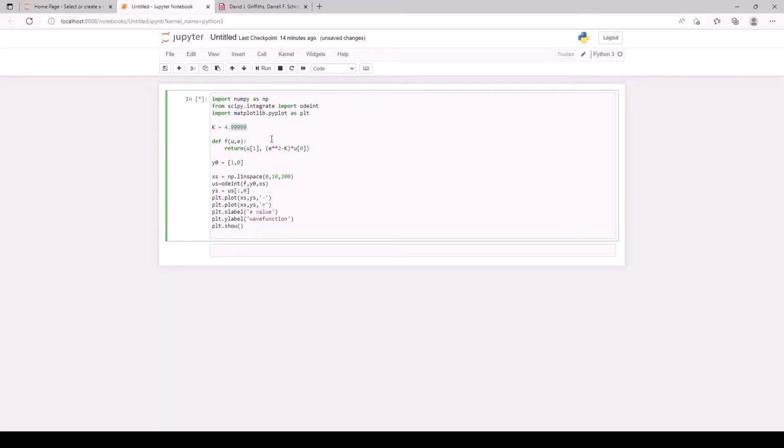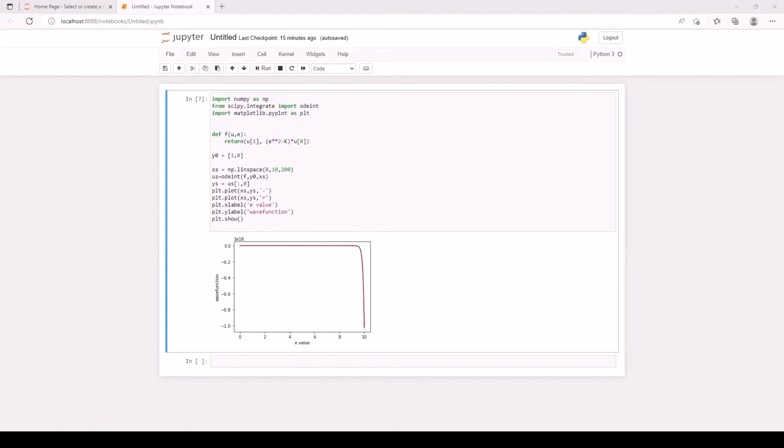Whoops, maybe, I think my code might be frozen. Give me 1 second. Okay, wonderful. My Jupyter just crashed, and because of that, I had to reset everything.